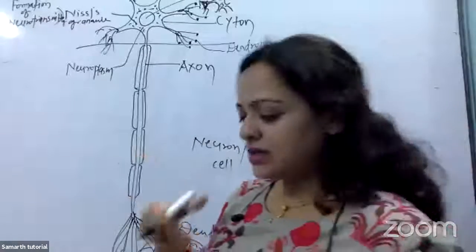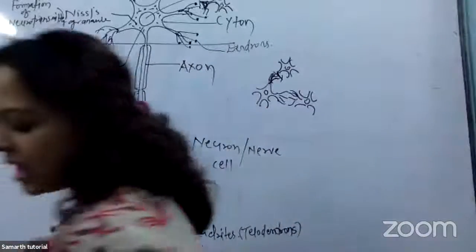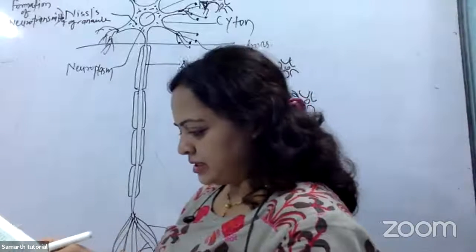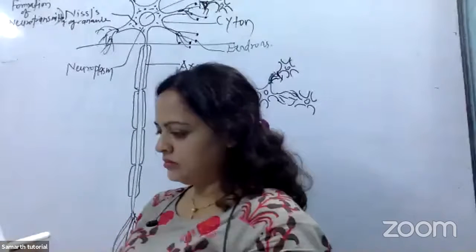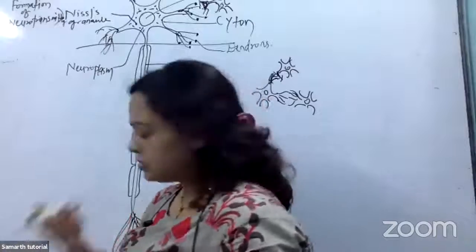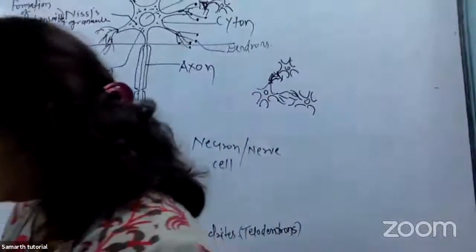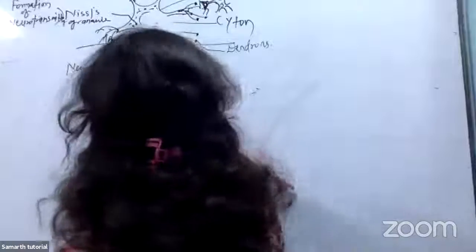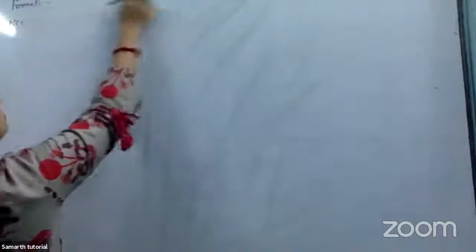Okay. Now, there are two or three very special kinds of cells. I told you mediated, non-mediated. Okay. So I'll drop this. So that was the nerve cell or neuron.